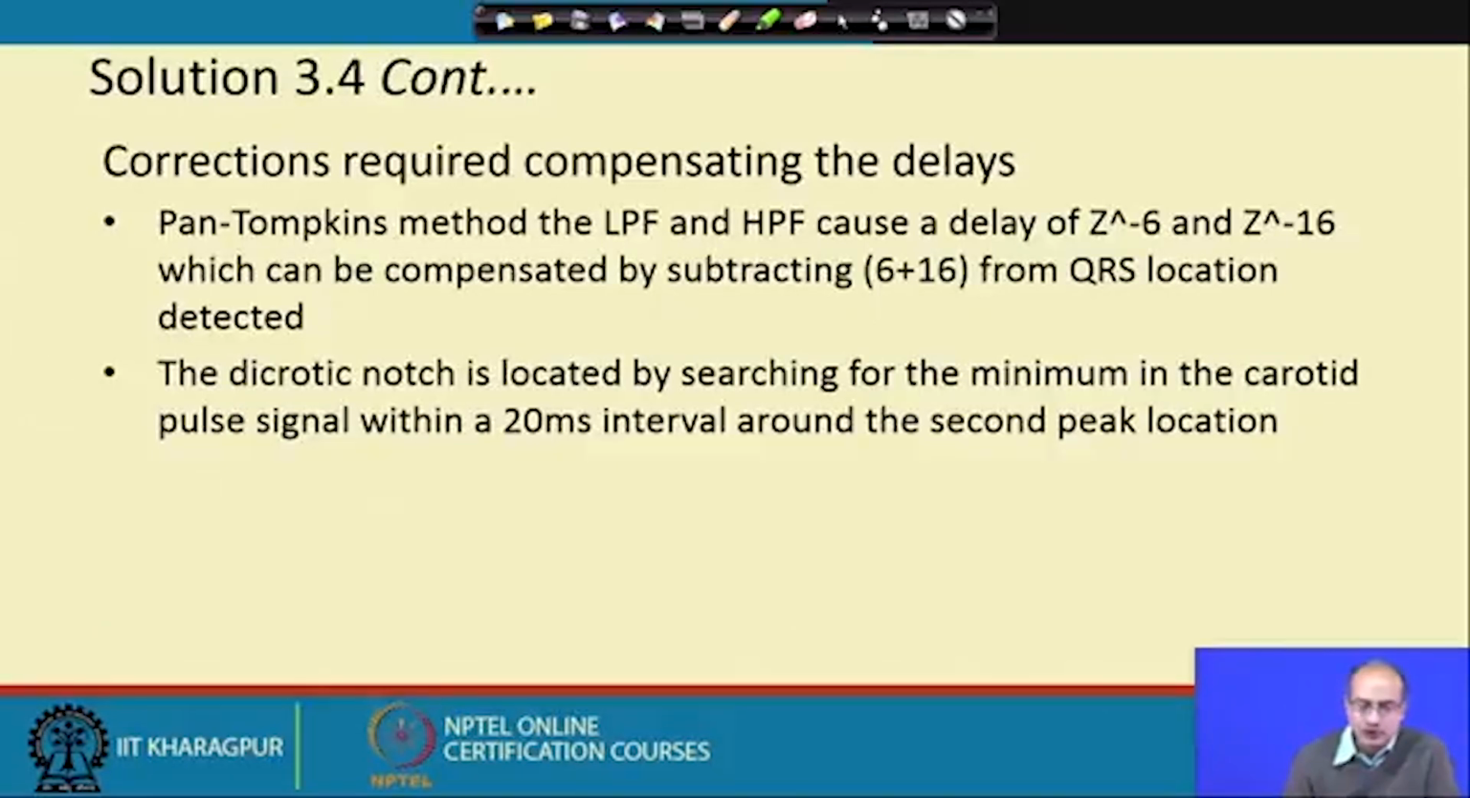So, there also it is not exactly aligned, we need to search for it and find it out, and then only we can find the carotid pulse signal, and both of these, the dielectric notch and the location of the R wave, help us to find out S2 and S1 respectively.